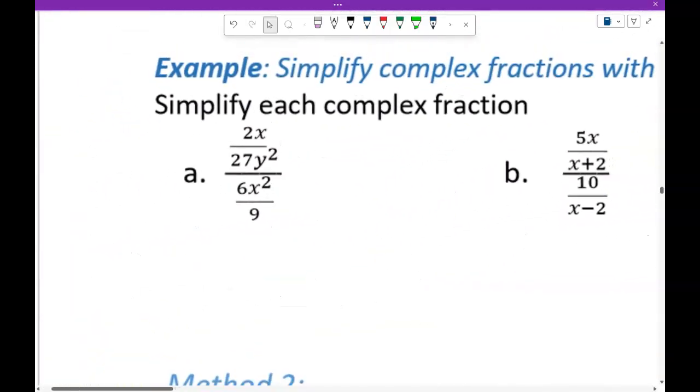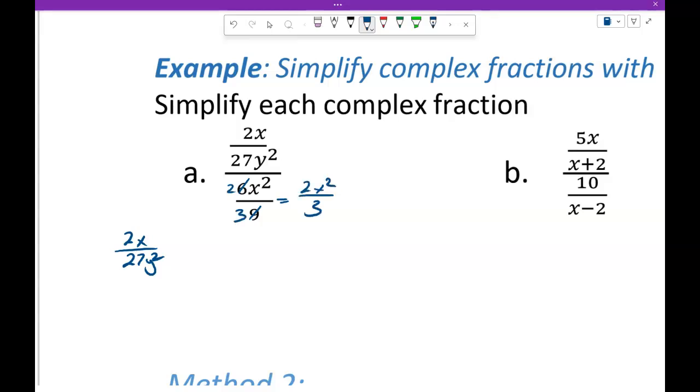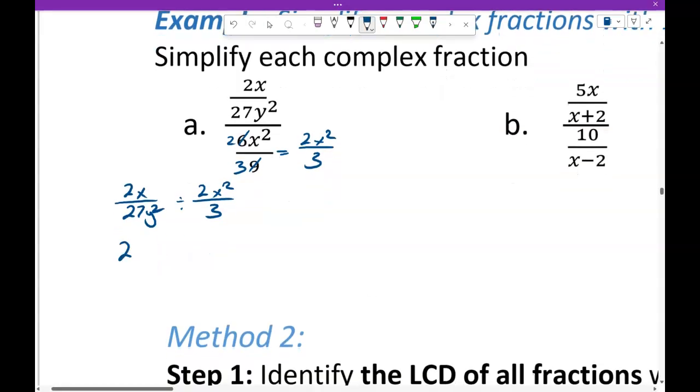So here we're given our first fraction, and since we have just one term, there's no simplification that we can do with 2x and 27y squared. So we can just leave that alone. Now here, we can actually save ourselves a little trouble and go ahead and simplify this already to start. And if we reduce both of these by a factor of 3, we're left with 2 and 3 for the numerator and denominator. Then we have division of the numerator by the denominator of the complex fraction, which we can rewrite as multiplication of the reciprocal.